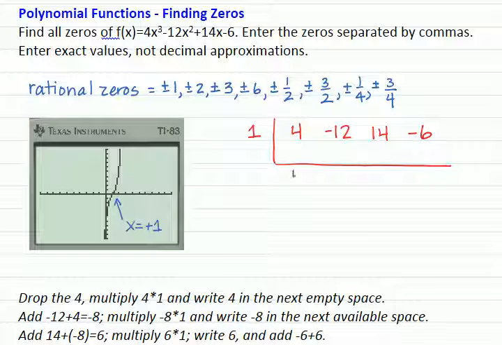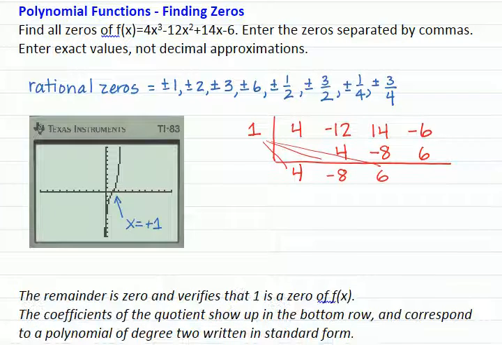Drop the 4, multiply 4 times 1, add -12 plus 4, that equals -8, multiply -8 times 1, add 14 with -8, which is 6, multiply 6 times 1, add -6 and 6. The remainder is 0, and it verifies that 1 is a zero of f of x.